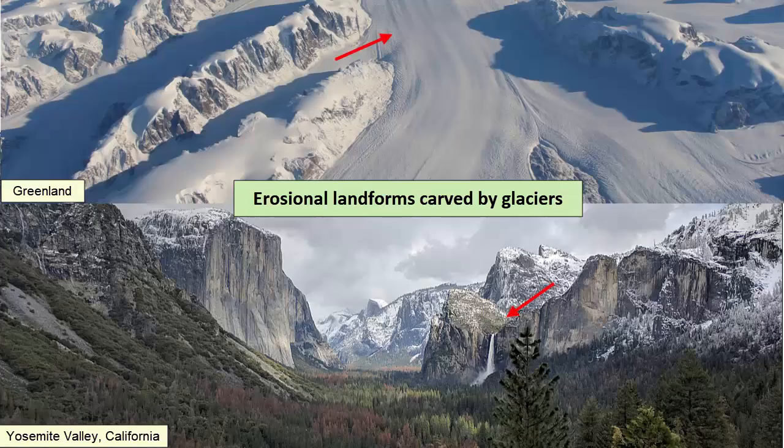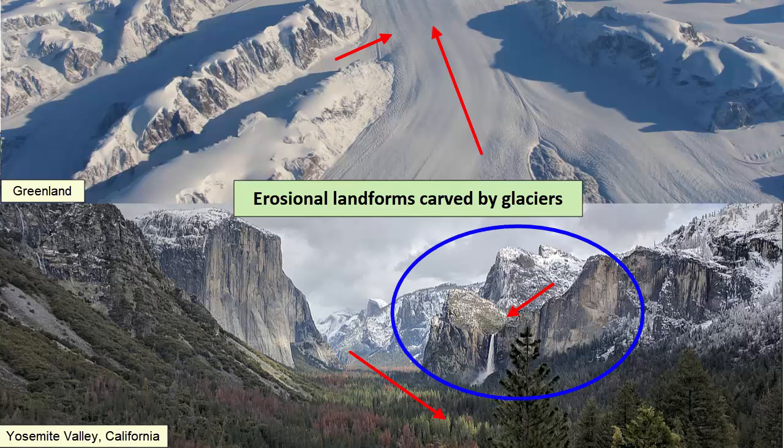Where small tributary valley glaciers joined up with larger main valley glaciers in the past, we see now these smaller tributary U-shaped valleys hanging over the larger valley below. We call these hanging valleys.